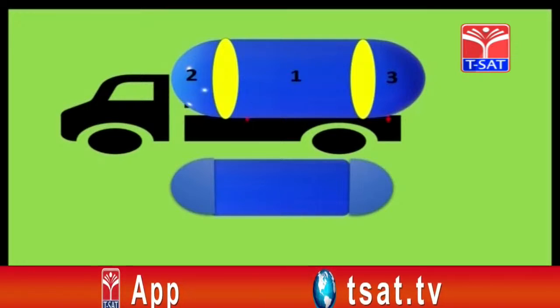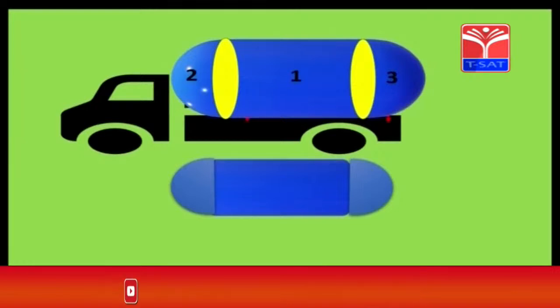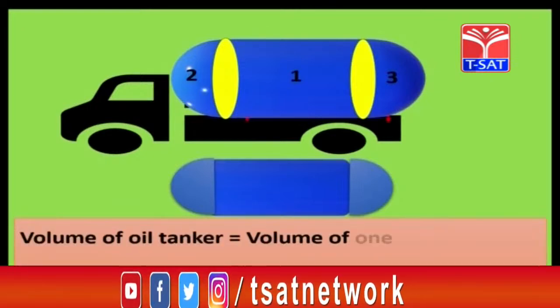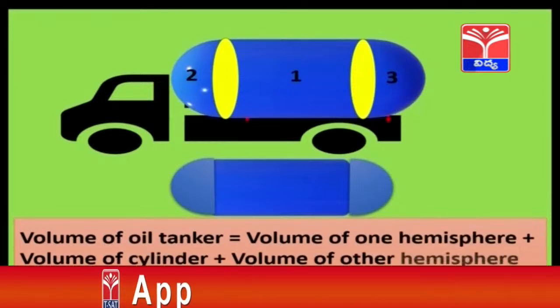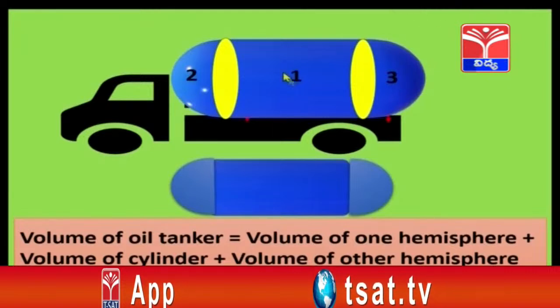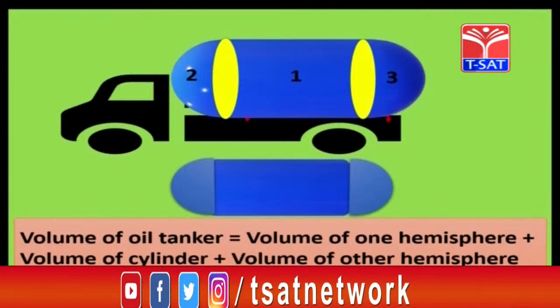Now, what is the volume of the oil tanker? Volume of the oil tanker is the volume of these three solids. See the formula. Volume of oil tanker is same as volume of one hemisphere plus volume of the cylinder plus volume of the another hemisphere. So, here the volume of the complete oil tanker is a combination of volume of our known solids. So, we have the problems based on these concepts. Let us solve the problems one by one.